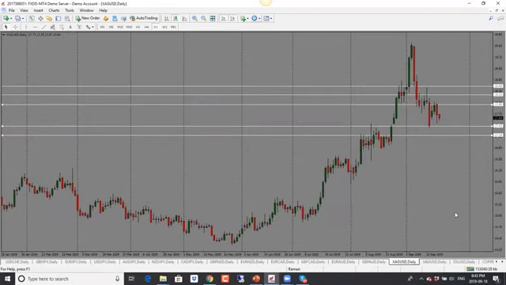All right, let's talk about commodities now. First, we'll talk about silver. Silver is looking bearish.